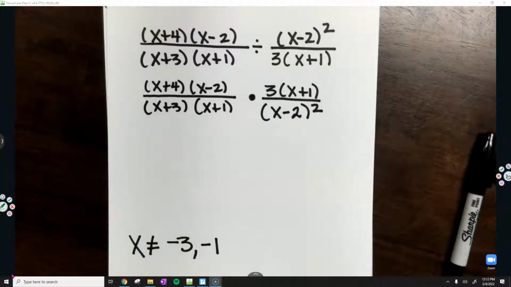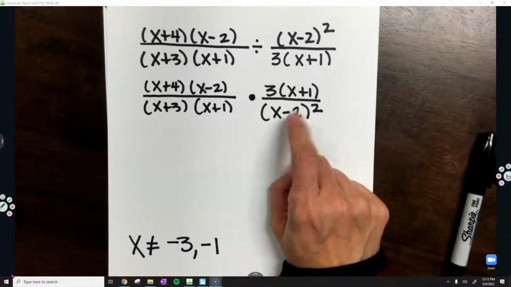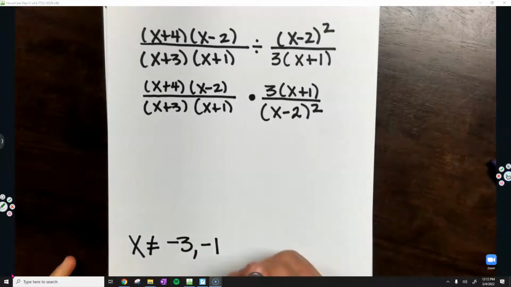And guys, from here, you've got to check your restrictions again because the denominator changed. We got to add something. What do we have to add to the restrictions? Yes, because of that. So let's add it too.